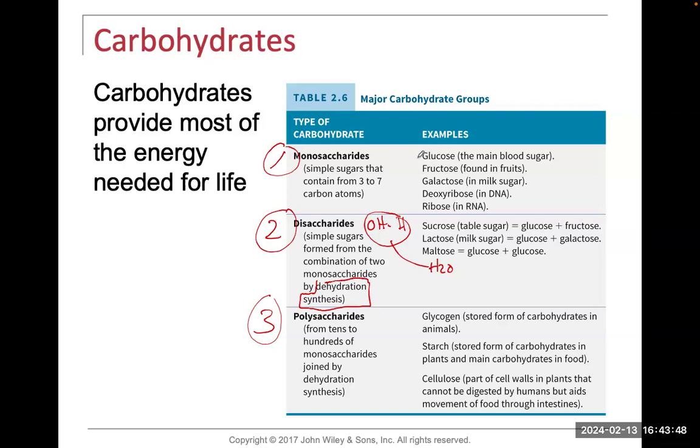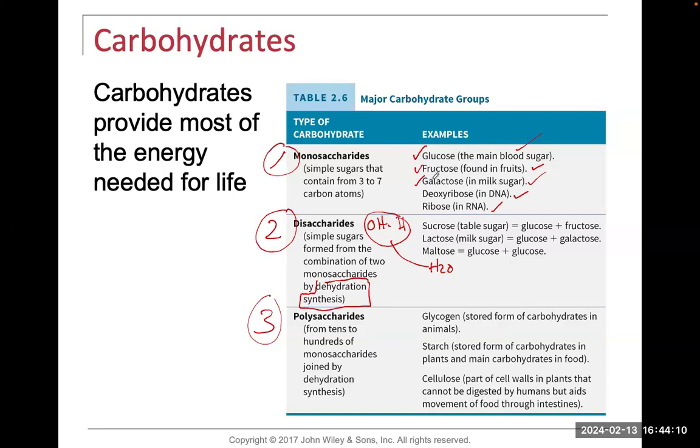The monosaccharides, these are the main ones, glucose, fructose, and galactose. Glucose is the main blood sugar. Fructose is found in fruits, and galactose is the sugar that's found in milk. Then we have deoxyribose, which is DNA, and ribose for RNA.